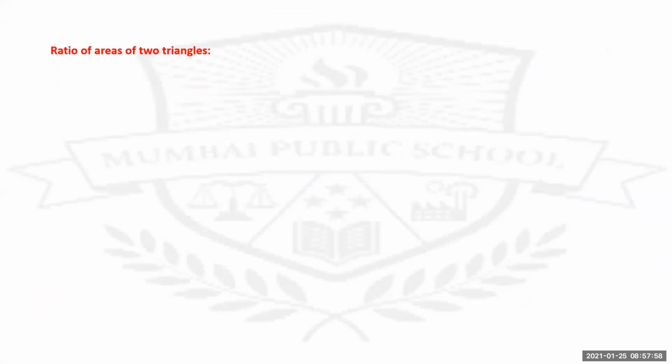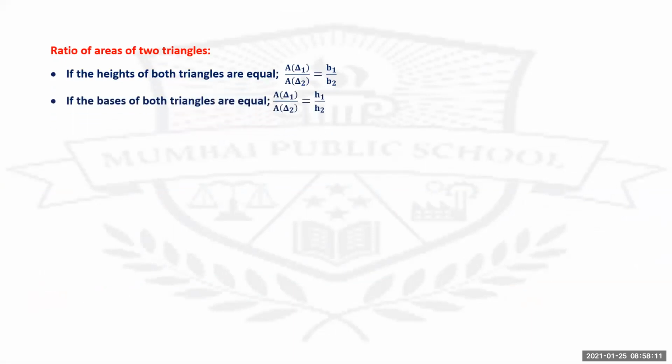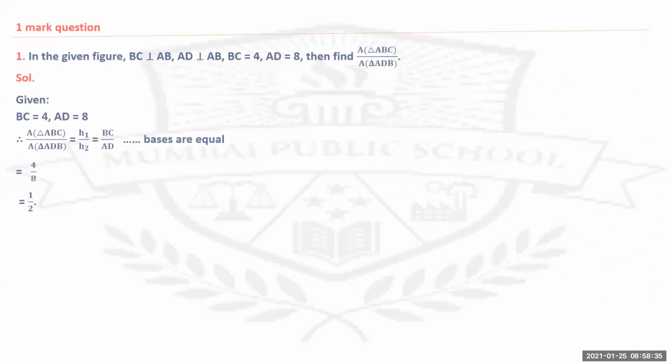Ratios of areas of two triangles. Very important concept in this chapter. If the heights of both the triangles are equal, you've got area of triangle 1 upon area of triangle 2 equals base 1 upon base 2. If the bases of both the triangles are equal, then area of triangle 1 upon area of triangle 2 equals h1 upon h2. If both height and base of both the triangles are equal, then you have got the corresponding ratio equal to 1. You have to just remember these three concepts. After that, we'll just solve the question based on these concepts.